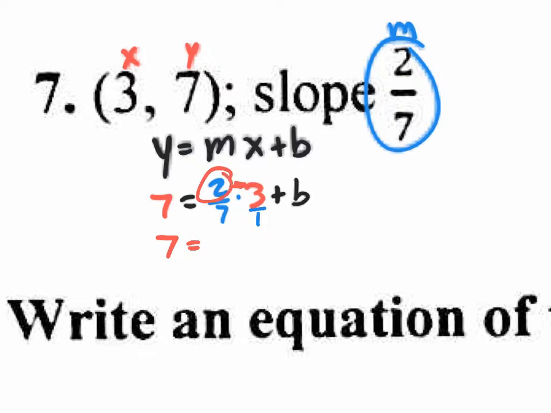6. Yeah, 2 times 3 is 6, and how about 7 times 1? 7 times 1 is 7. So you really have 6 over 7. So 7 equals 6 over 7 plus b. That's our new equation. Oh, it's ugly.